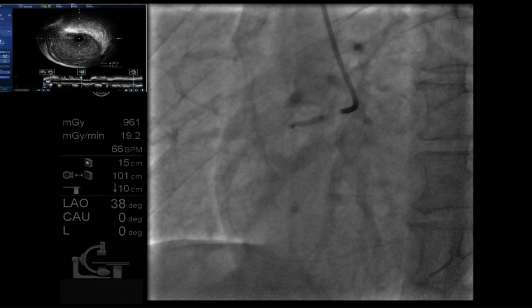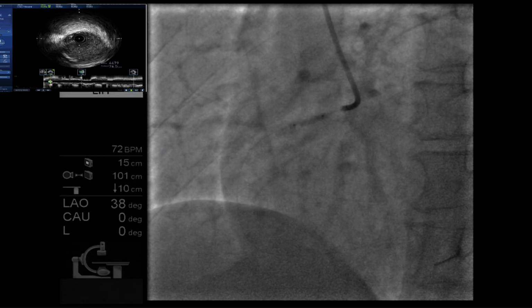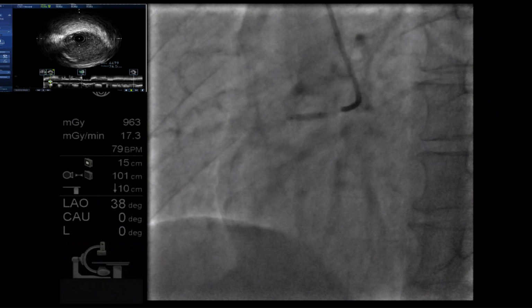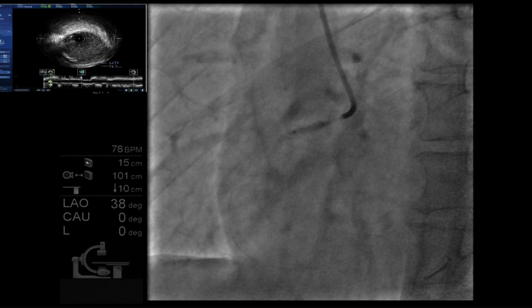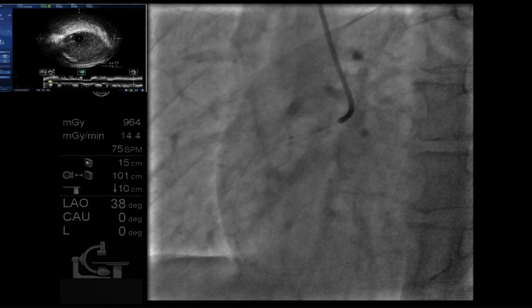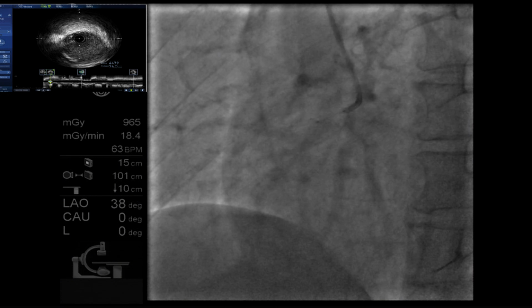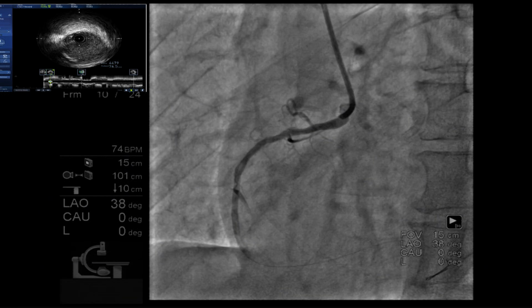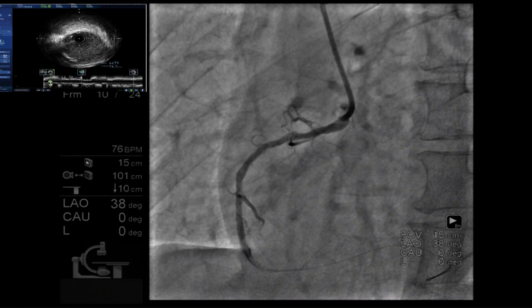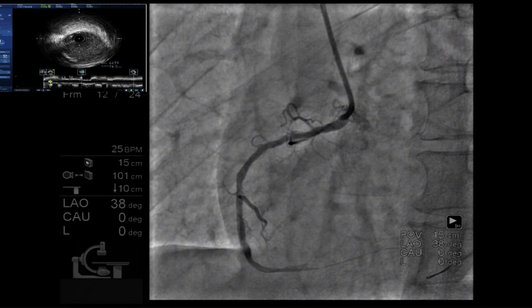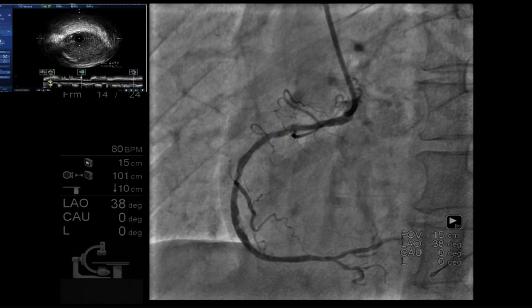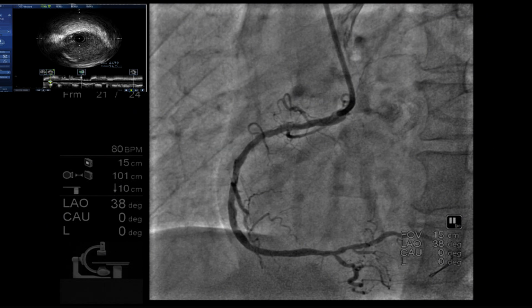Good. Okay, good. Good dissection. Something called good dissection, something called bad dissection. So we agree we put a stent now. A 3.5 by 38.